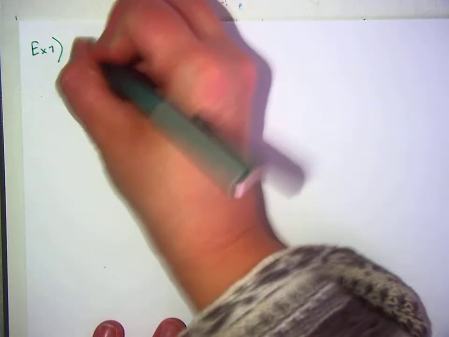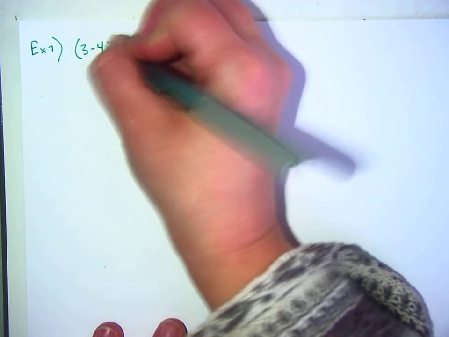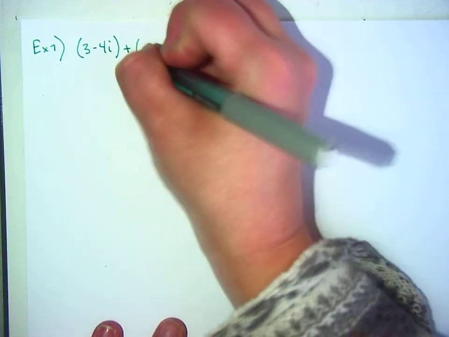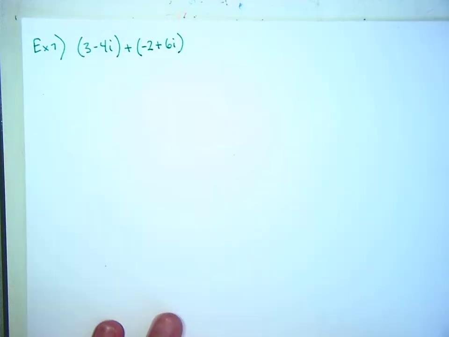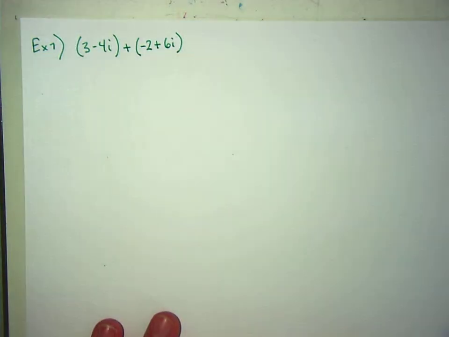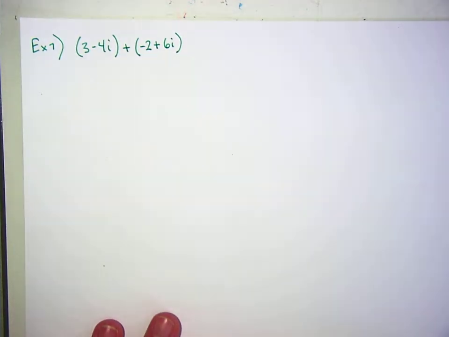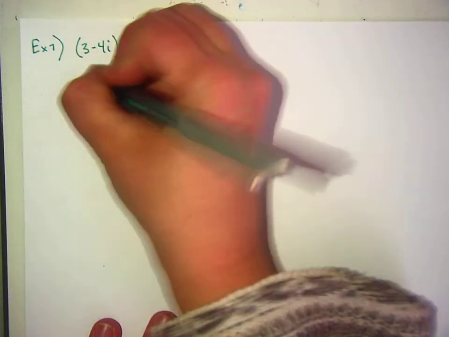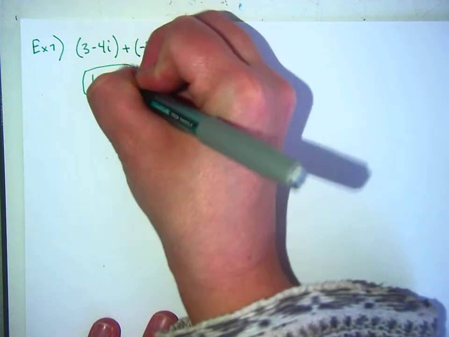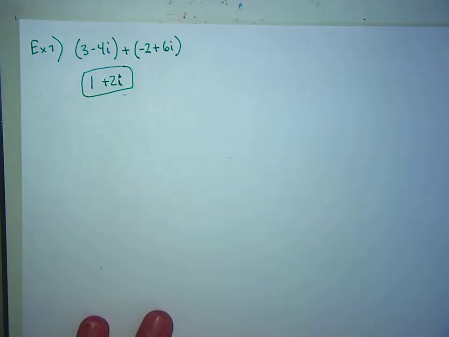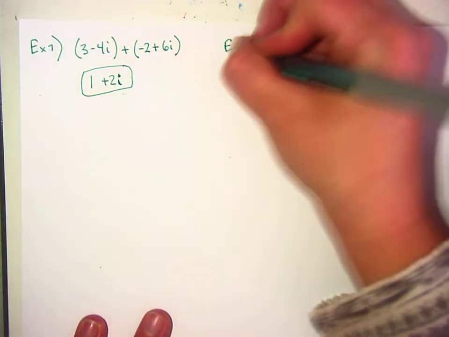What if you have things like this, where it's 3 minus 4i, so this is one that was already broken down, and negative 2 plus 6i. You guys know how you can combine those? It's just like with variables and like terms, so you combine the i's together and the other numbers together, so this turns out into 1 plus 2i. Feel good about that? We don't need more examples of that, right?